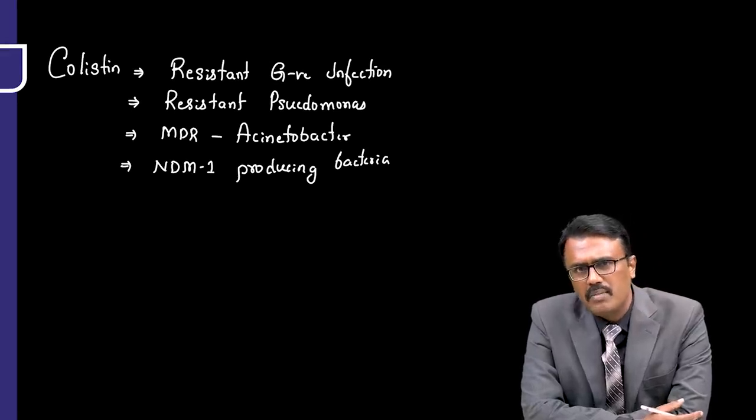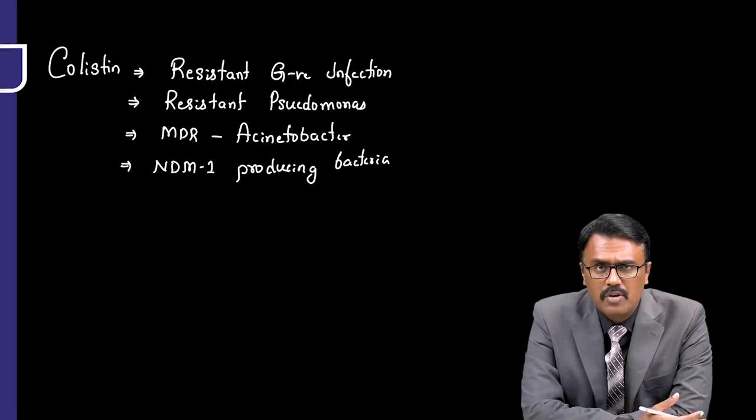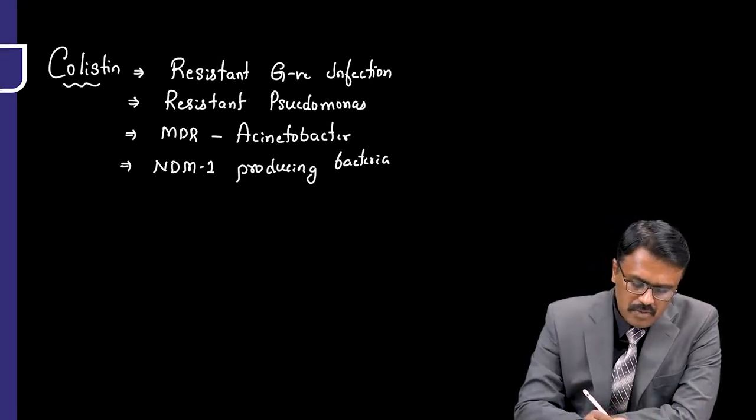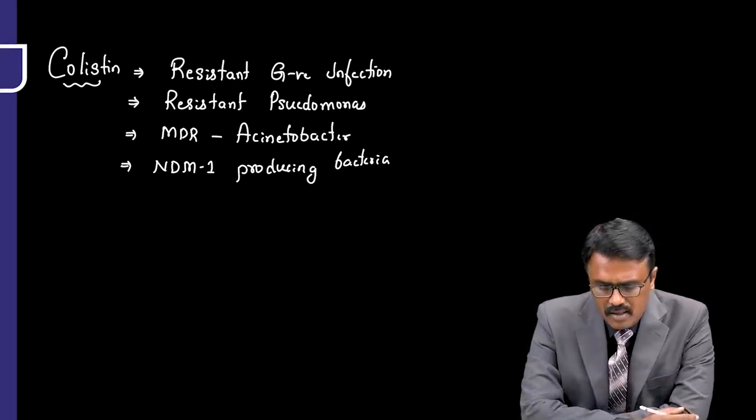Why don't we use it routinely? Because it is a highly neurotoxic, highly nephrotoxic drug. So that's why we reserve the drug for resistant gram-negative infection, multi-drug resistant Acinetobacter, and New Delhi metallo-beta-lactamase 1 producing bacteria. We use colistin. So that is about the glycopeptides, then lipopeptides and polymyxins. Okay. So remember, mainly vancomycin, drug of choice for MRSA, but it produces ototoxicity, nephrotoxicity, and it can cause red man syndrome. The drug is not absorbed orally, but we use it orally in management of pseudomembranous colitis.